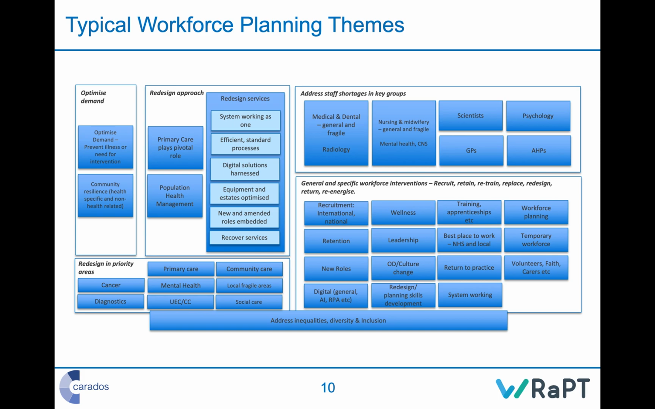And then in the bottom right hand corner we've got general and specific workforce interventions, and these are the ones that I think typically fit within the 7 R's. They are schemes that deal with recruitment, retention, retraining people, getting them back to practice at times, replacing people with digital solutions, redesign, return, again people returning to work, and re-energizing. So typically these sorts of schemes will turn up in these system-wide workforce planning themes. So they're hugely relevant both to individual teams and to systems.